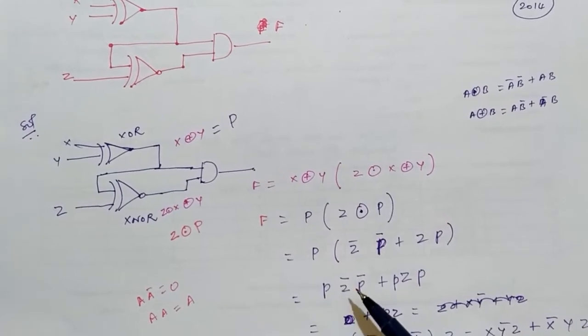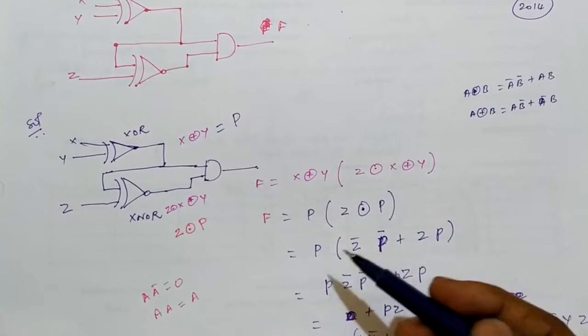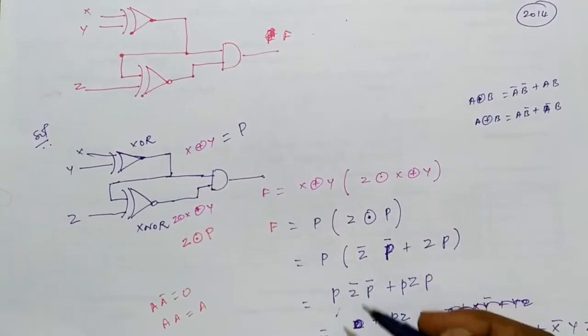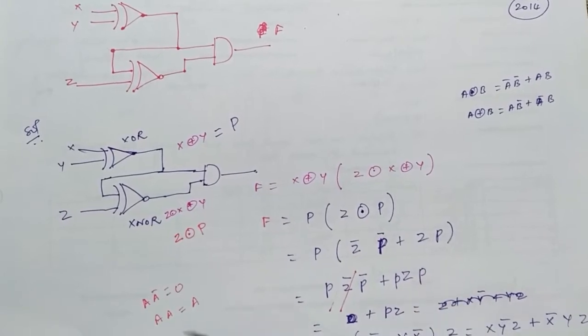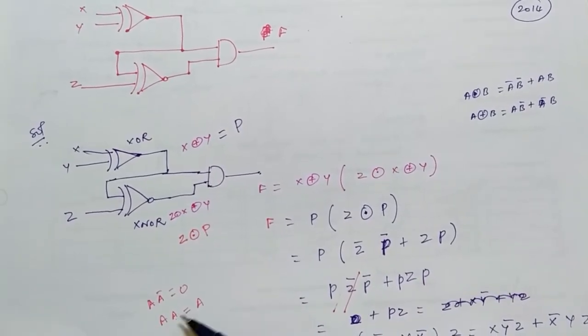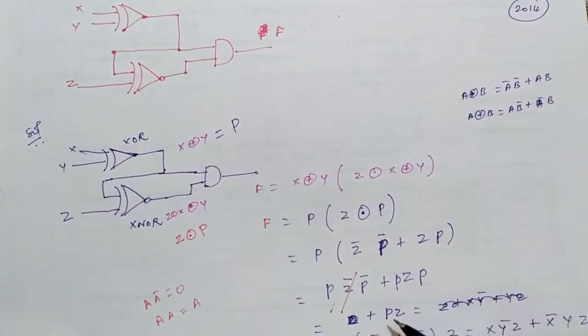So P bar complement, A bar complement is 0, we know. So this term vanishes, this term vanishes, that goes to 0, and we have P. Again we have A dot A is equal to A. So P dot P is equal to P.